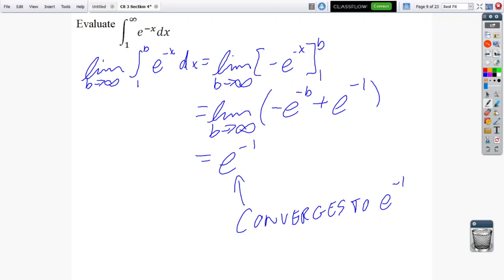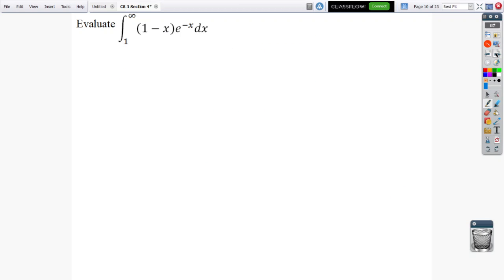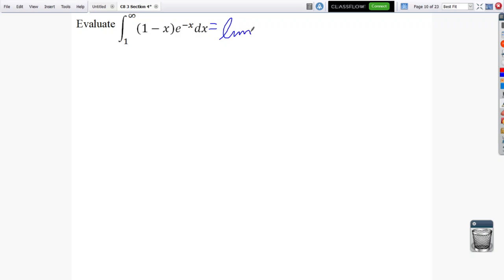Let's see, do I have another one? Oh yeah, I do. Integral from 1 to infinity of quantity 1 minus x times e to the -x. Well, this looks scary, but before we get to scary, let's go here. First step. I don't know anything to do. At least I'm going to get some points, right?